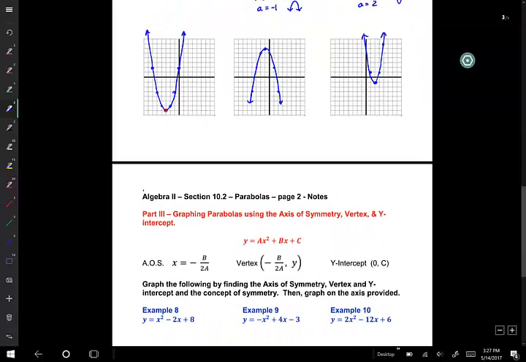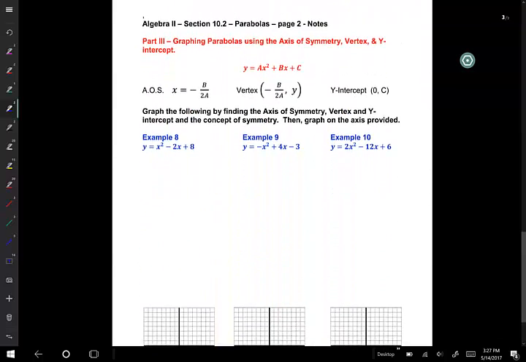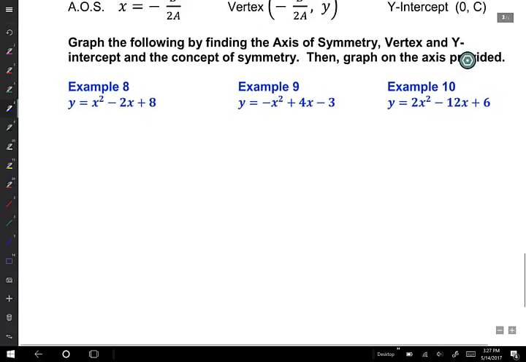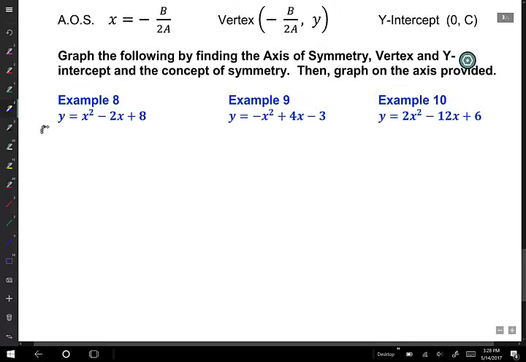All right. Now let's move to our last part, where we're using that same standard form, except we're using a different method and talking through the ideas of axis of symmetry, vertex, and the y-intercept to graph. So on these, our problems are going to need to start by being equal to 0, and we're going to have to identify the values of a, b, and c. So a is 1, b here is negative 2, and c is 8.